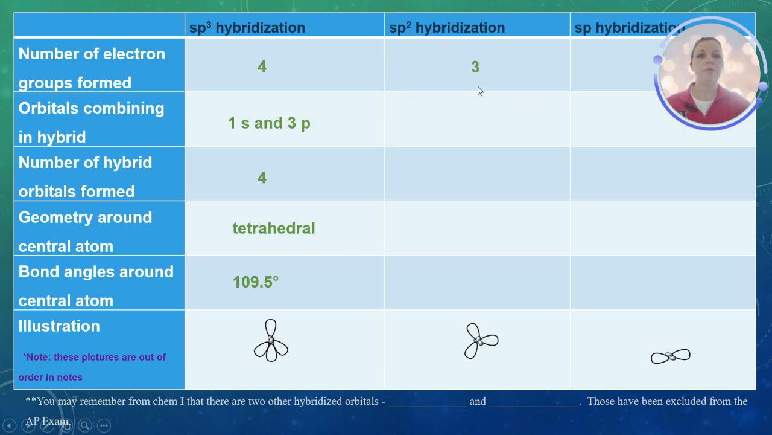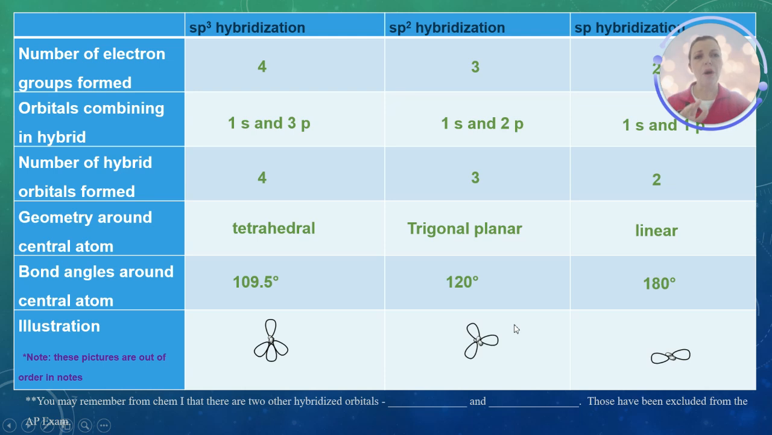Okay, so then sp2 hybridization, you have 3 electron groups that are formed by the hybridization of 1s and 2p, forming 3 hybrid orbitals with trigonal planar geometry and bond angles of 120. And then finally, sp hybridization, you have 2 electron groups that come from 1s and 1p that are forming 2 hybrid orbitals with a linear geometry and bond angles of 180.